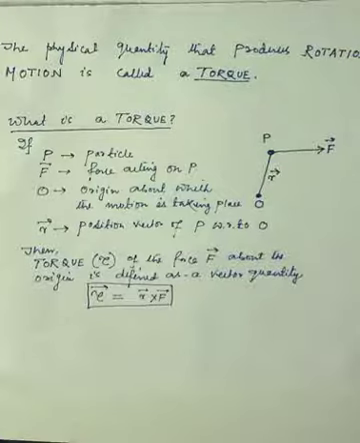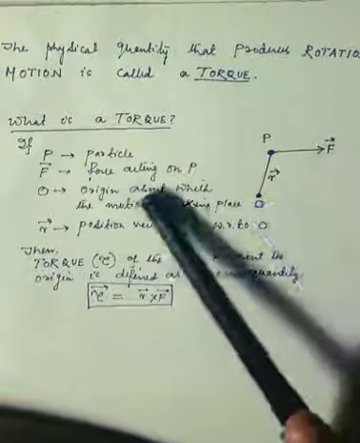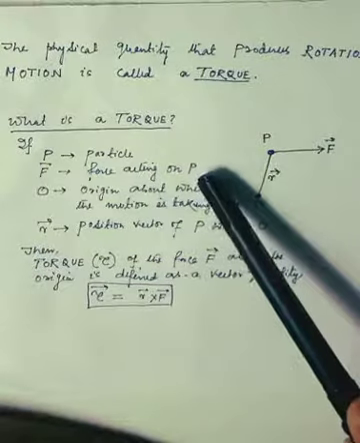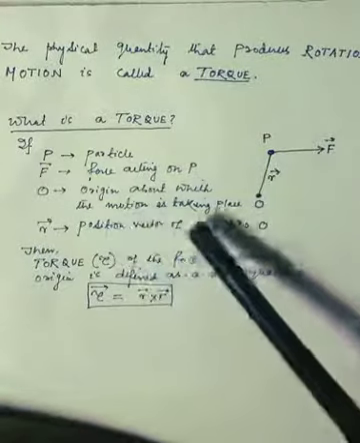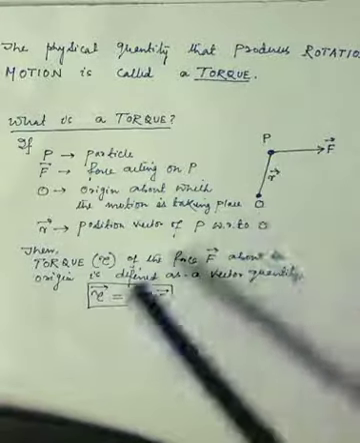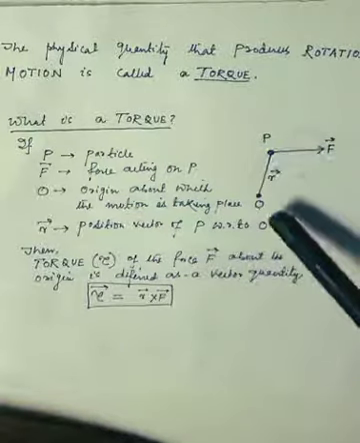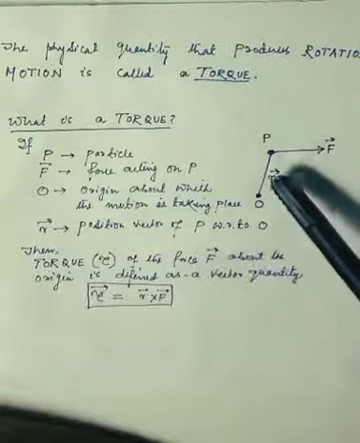Now what is a torque? Suppose there is a particle P, and F bar is the force acting on the particle P, and O is the origin about which the motion is taking place, and R bar is the position vector of the particle P with respect to O. So this is R bar.